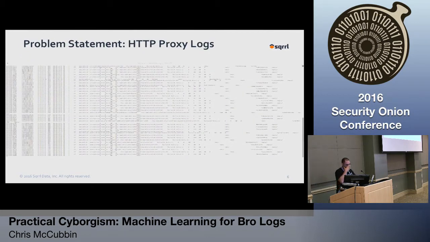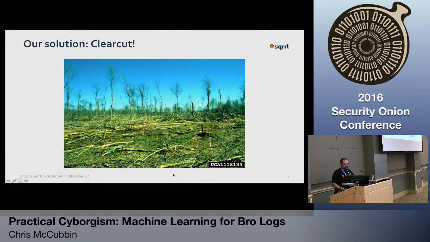So we have all these log records. How can we cut them down? Like stuff you do every day with grep, you can use your expert knowledge to say, I don't care about ping messages. Well, maybe that's not a good idea, as we saw earlier. So what we're proposing is using machine learning to really cut down all these logs. That's why we're calling it clear cut. We're going to cut down all the logs, and maybe this is a little evil, but leave a couple good ones behind and just disregard the rest.